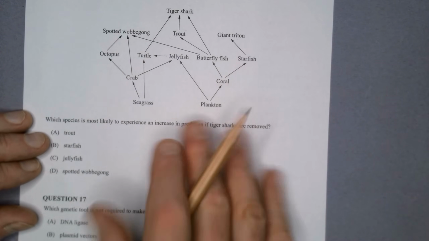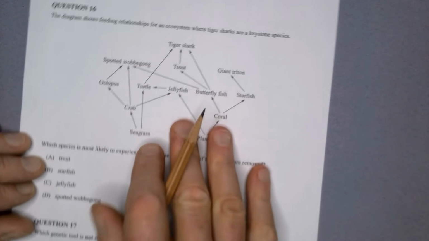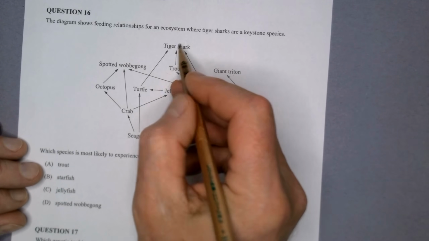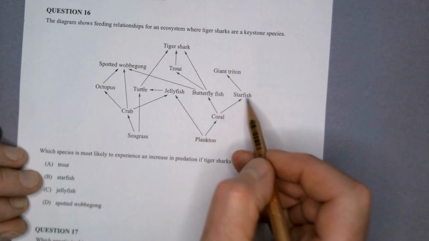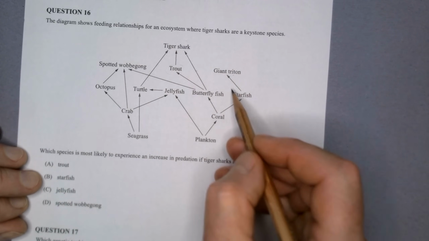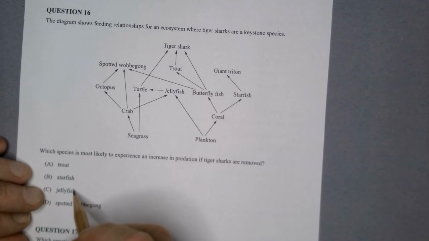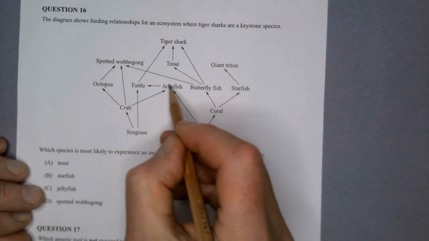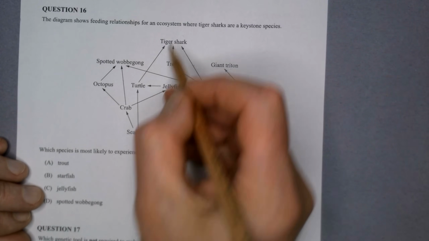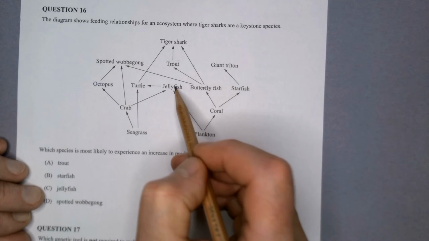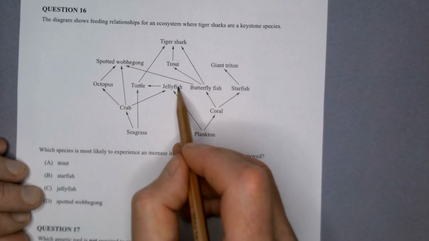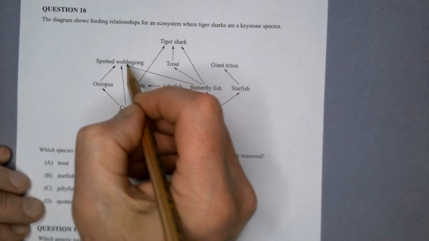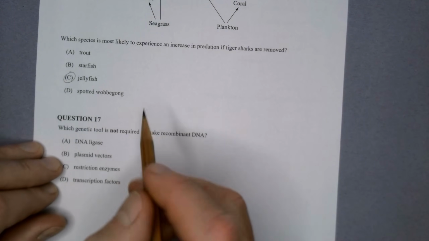So let's see what choices we've been given. Trout. No, its population is going to increase, and it's now the top predator because the tiger shark is gone. Starfish isn't involved in the feeding relationship we're talking about with the tiger shark. Jellyfish, excellent. The turtle is going to increase in population because of the absence of the tiger shark. Therefore, the jellyfish is going to see an increase in predation because there'll be more turtles, right? And the spotted wobbegong will be gone, again a top predator, not interested. So we're going to go for jellyfish. Answer is C. Question 16 is C.